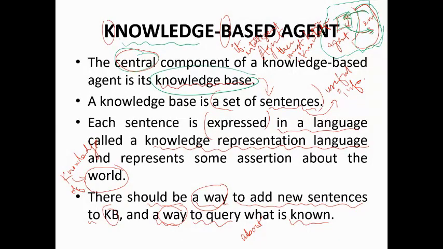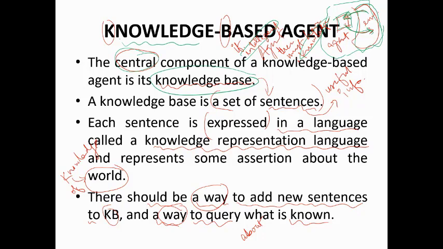The specific thing about the knowledge base is, if an agent is intelligent, then it must have knowledge. So the main idea is knowledge. If an agent is intelligent, this means the agent must have knowledge. Without knowledge, we cannot say the agent is intelligent. If there is knowledge, then there is intelligence, right?